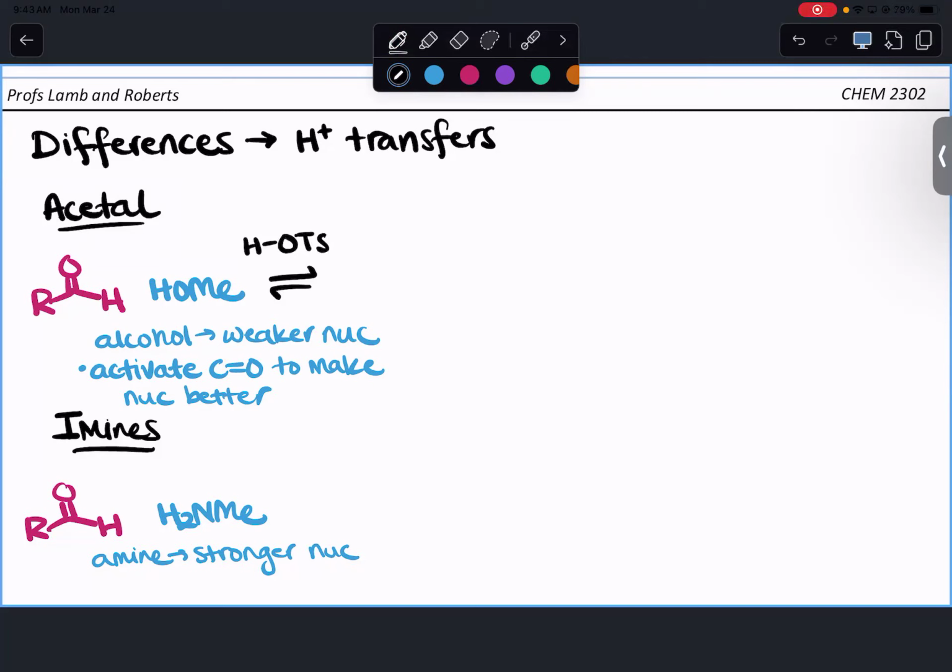Okay, so here we use tosic acid as our acid source. And we start by taking a lone pair on your oxygen and removing a proton off of your tosic acid, okay?